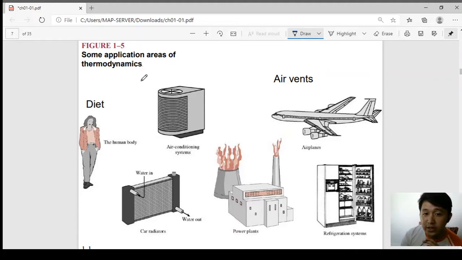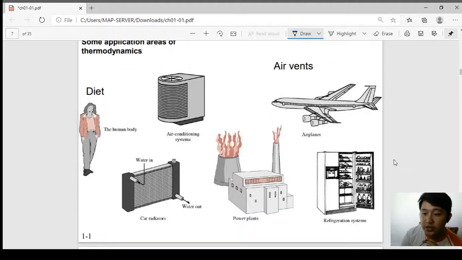So we have the different applications. We have the air conditioning system, we have the airplanes, we have the refrigeration systems, heating and cooling, then we have the power plants, the car radiators or the automotives, and then of course we have the human body.